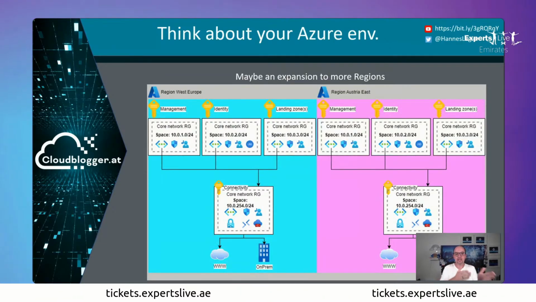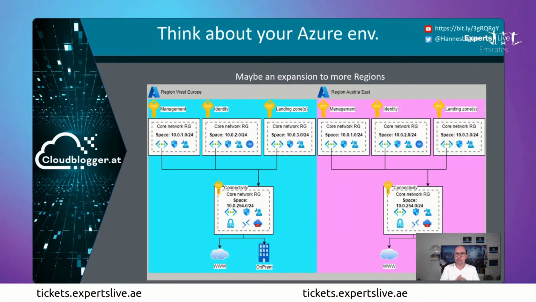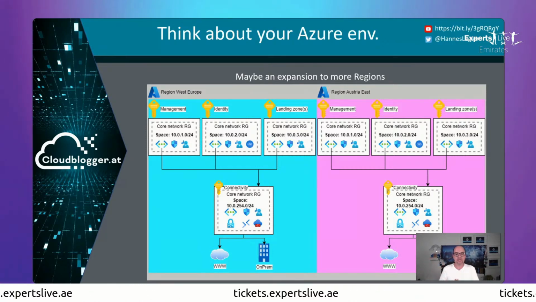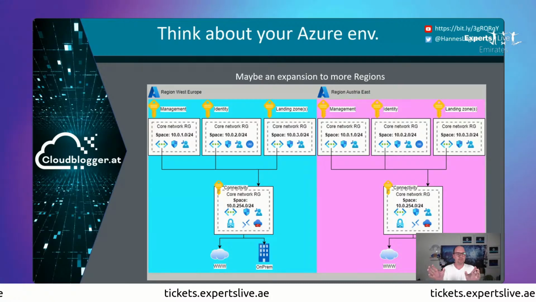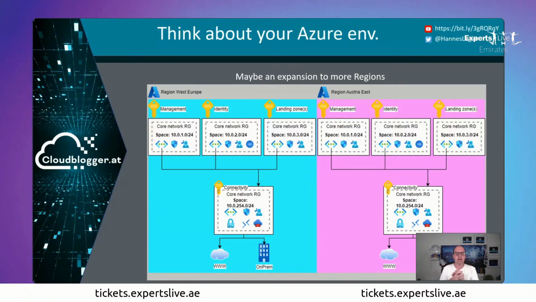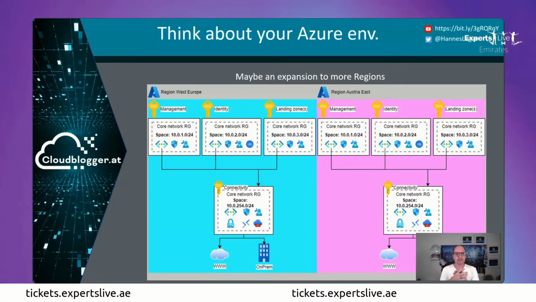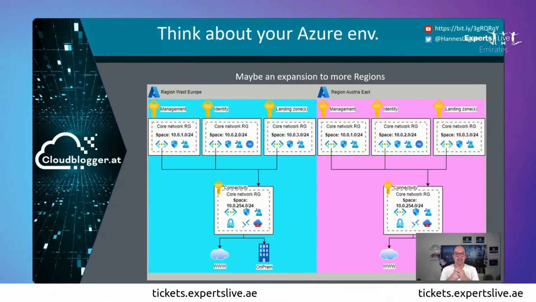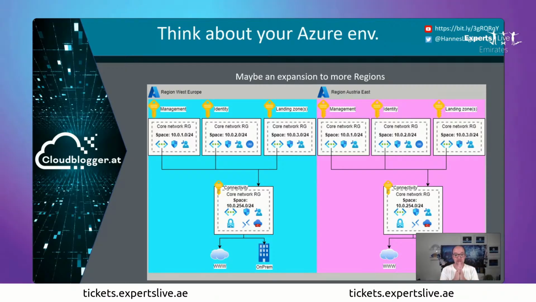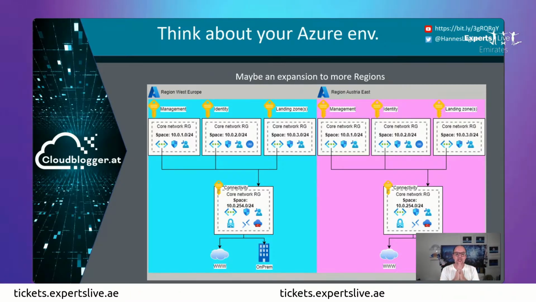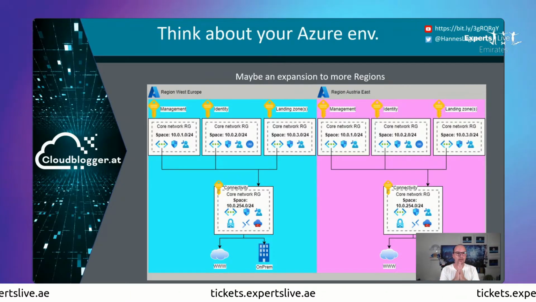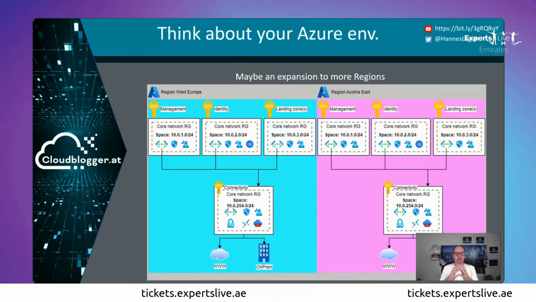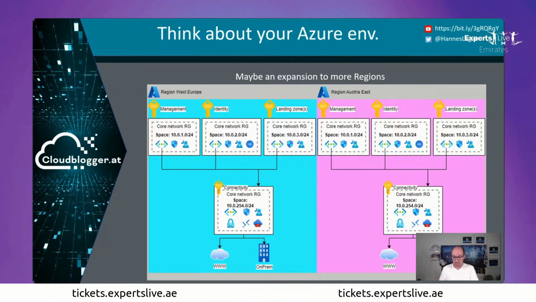So in this case, I have West Europe in my portfolio. I also have Austria East. And you can see I have two hub and spoke architectures, and the hubs are normally connected together, and you have your different spokes with your different landing zones, application platform, and so on. So the question here is, how can we handle this architecture that will increase more and more over time?